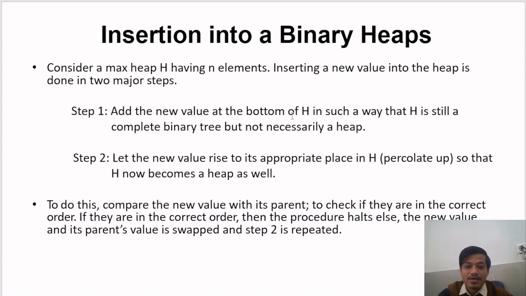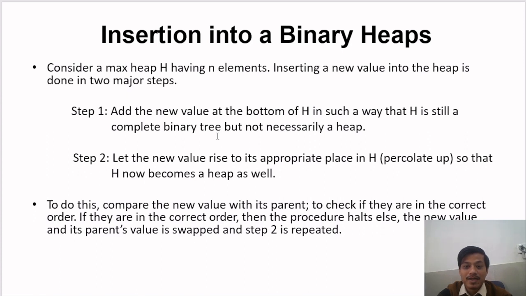Add the new value at the bottom of your heap in such a way that it is still a complete binary tree. While adding or inserting any new element, you should always insert from the bottom level. So this is a bottom to top approach. While inserting, you have to take care of the structure property. That means if you insert any element, it should preserve the complete binary tree property, as well as the heap order property.